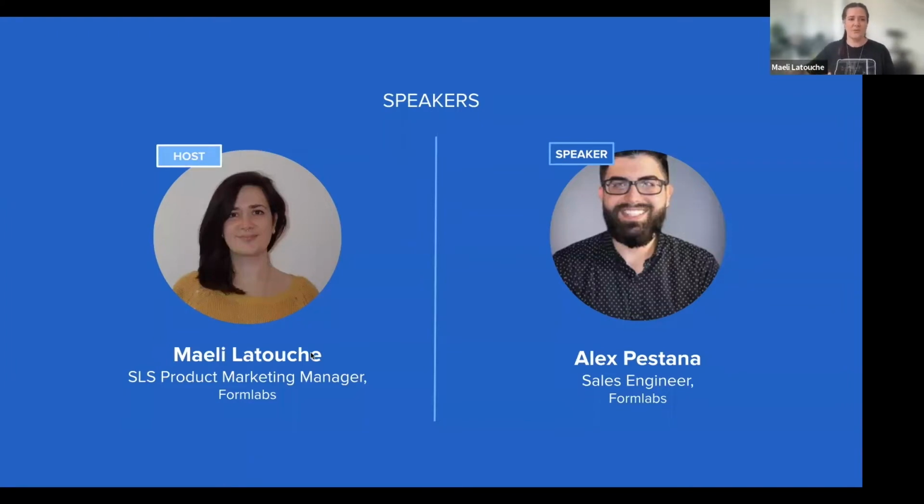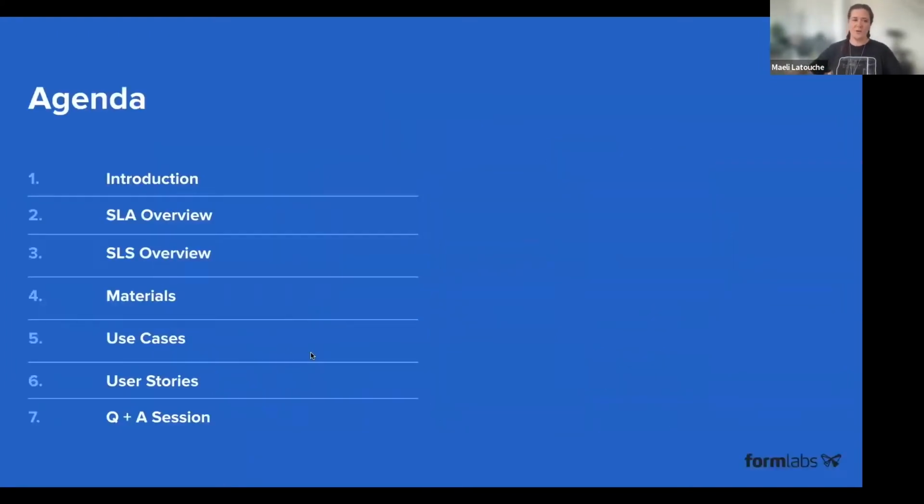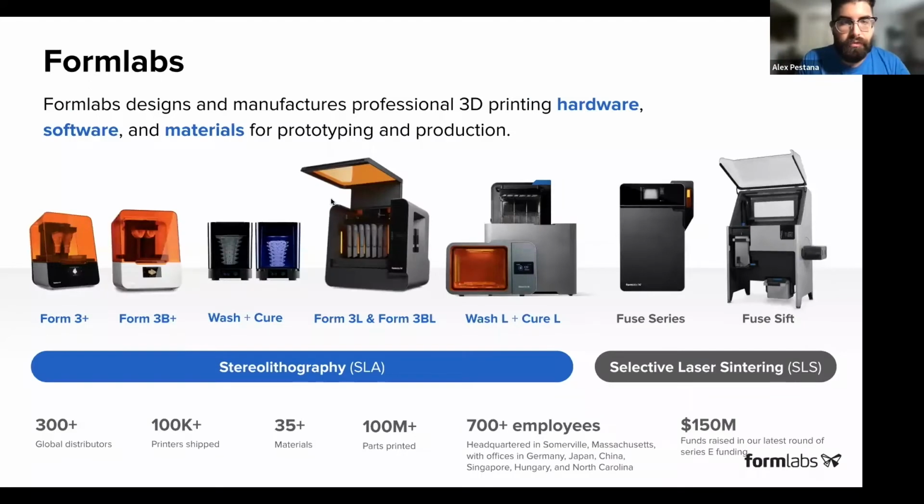On the next slide, I will cover how the agenda is going to go. So first of all, we're going to have a short introduction. After that we'll dive into both technologies. First, stereolithography, which is our resin technology, and SLS, which works with powders. Then we'll have a deep dive on the materials. So for both technologies, what is the range of materials that we have, what properties do they have, and what kind of applications they can be used for. And then we'll have some parts on use cases and user stories.